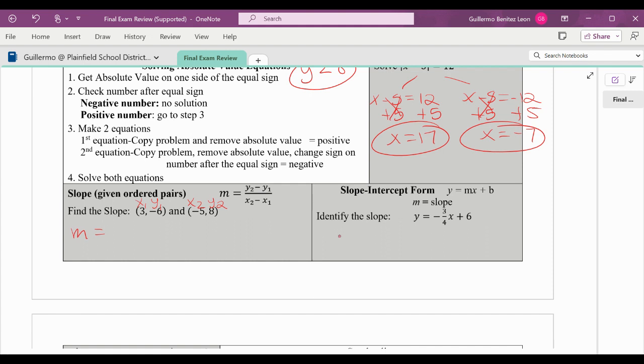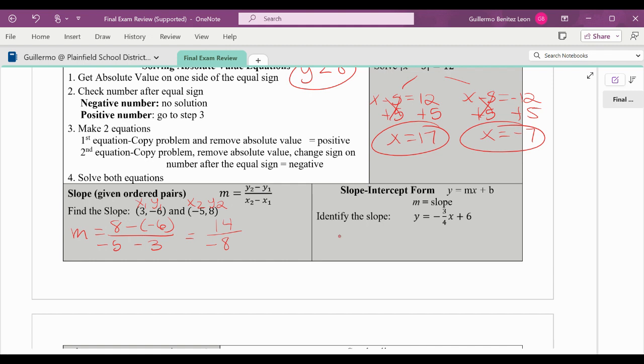If you plug them into the formula, you should get this. M equals 8 minus negative 6 over negative 5 minus 3. Highly recommend you use a calculator just to verify. 8 minus negative 6 becomes 14. Sometimes we rush through this, and we might put a 2 there. That is a 14. And in the bottom, -5 minus 3 is -8.